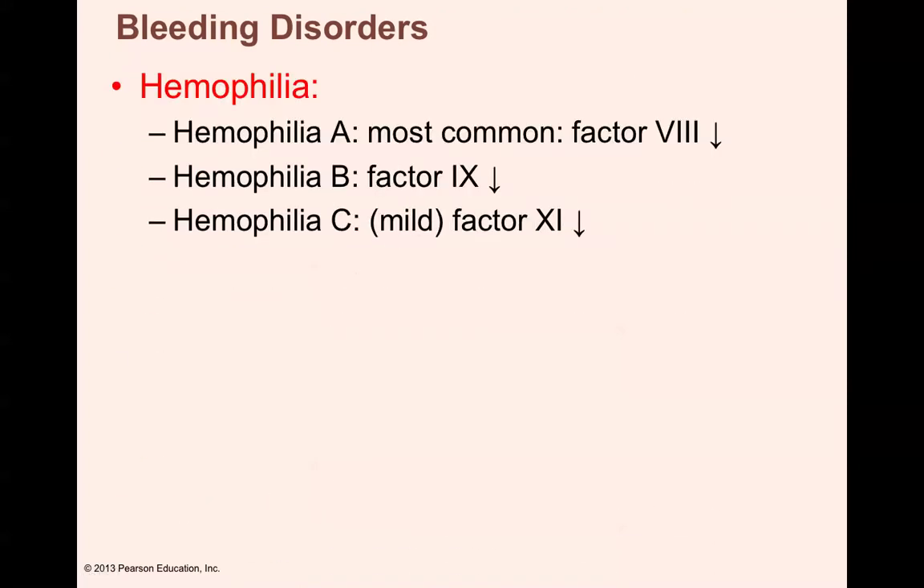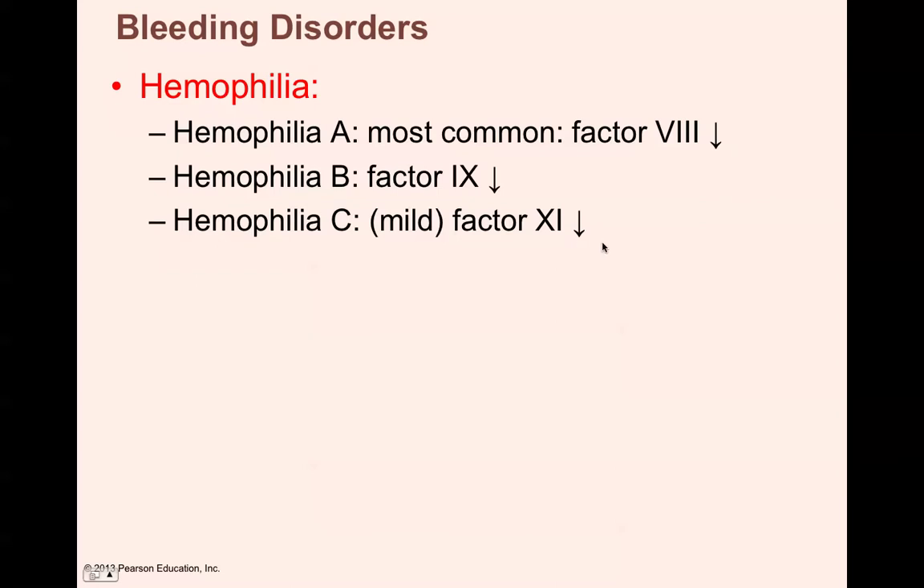Another type of bleeding disorder would be hemophilia. There's several types: hemophilia A, hemophilia B, and hemophilia C. Hemophilia A is when clotting factor 8 is too low. That's the most common type of hemophilia. Hemophilia B is when clotting factor 9 is too low, and hemophilia C is when factor 11 is not produced enough.